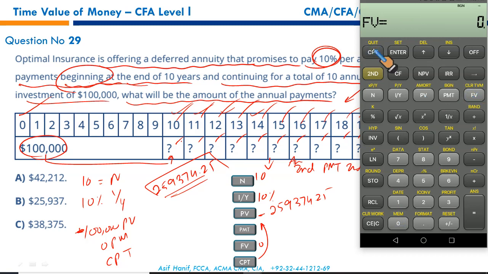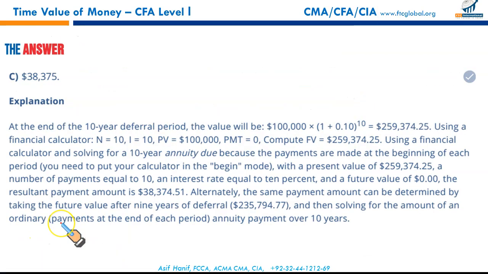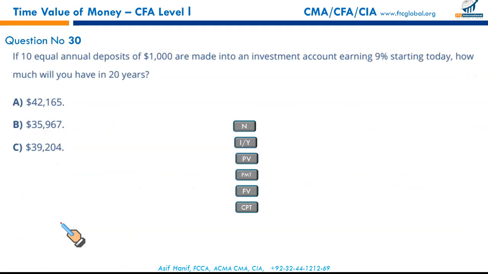What would be the regular payments that we will receive? 38,375.51. That makes C the correct option. And as you can see, C it is. The 30th one: if 10 annual deposits of 1,000 are made, outflow $1,000. What is the compounding? It's just a straightforward question. 20 years, that makes N, is it?